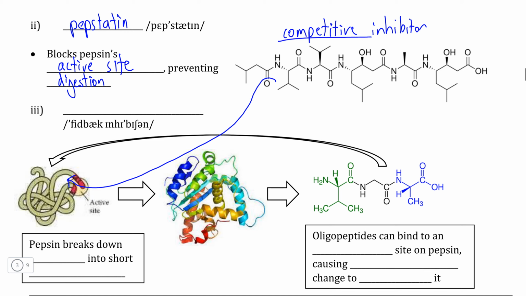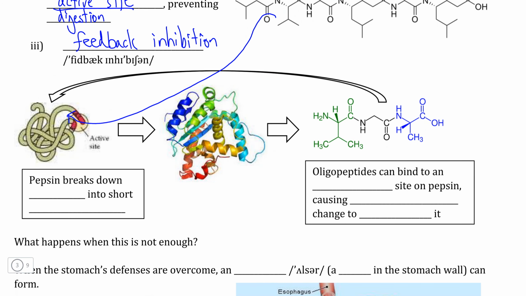Meaning that because pepstatin has a similar structure to the proteins that pepsin digests, it competes with protein in order to fit in the active site, and because it physically obstructs pepsin's active site from being used, it thereby stops or inhibits pepsin from performing its normal function. So in addition to pepstatin, another type of inhibition that is used in order to prevent pepsin from digesting the walls of the stomach is a process that we call feedback inhibition, and here is how it works.